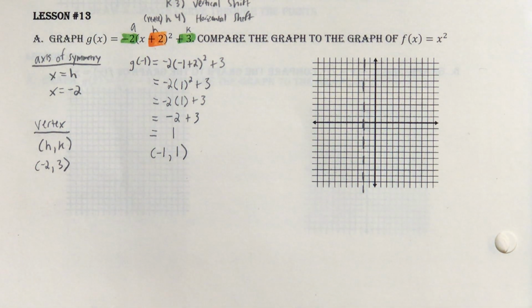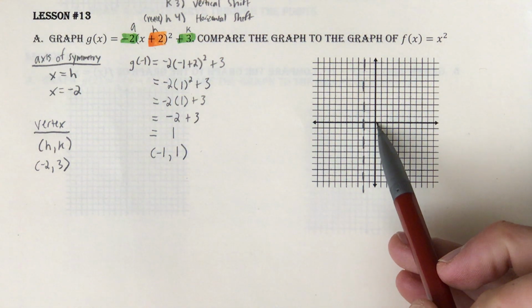And then I need to follow that exact same process for the next point. So I would choose one to the right of that even, which would be 0.